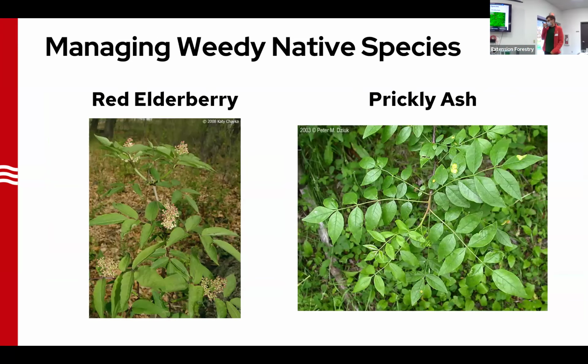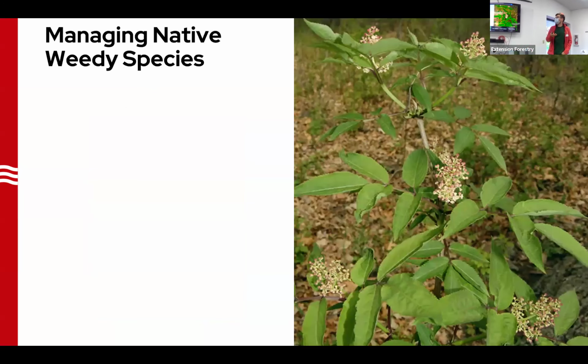Managing weedy native invasive species. Sometimes, in some instances, there are some kind of aggressive native species. Throwing some names out, here we see red elderberry, prickly ash, and box elder is another common one. These species can be very aggressive as well. They can outcompete some other desired native trees that we may want, such as oaks and pines. So these species may also be important to consider managing.